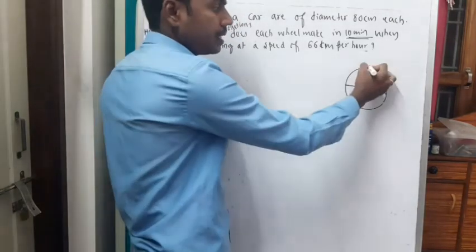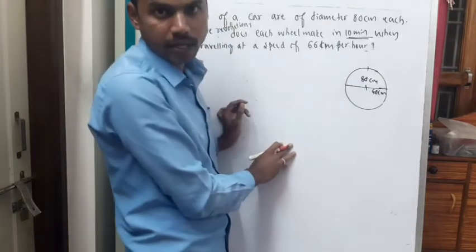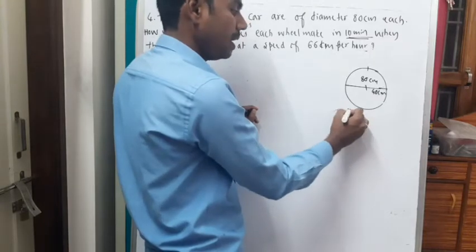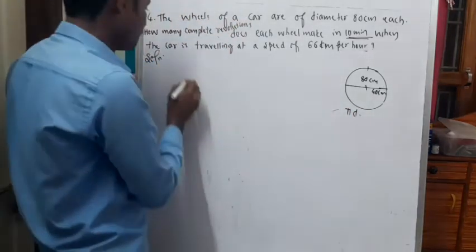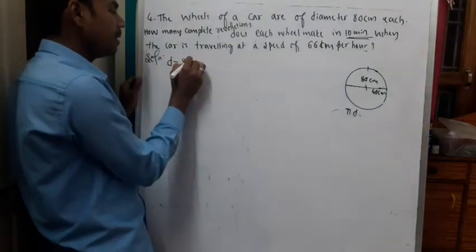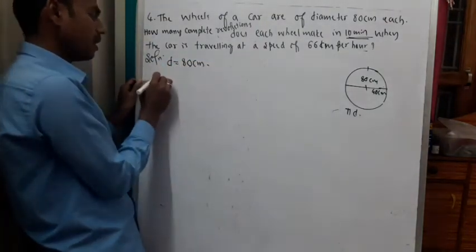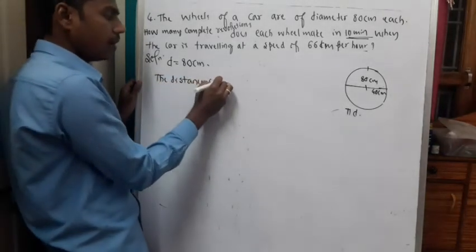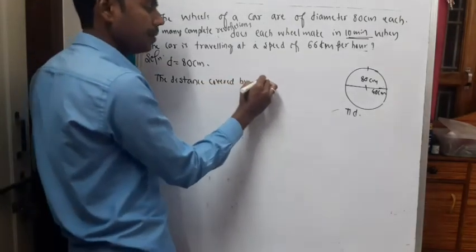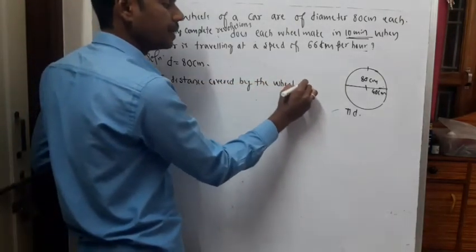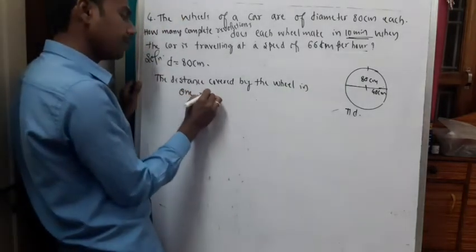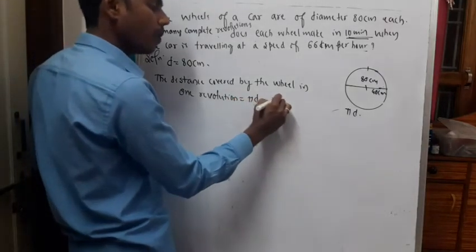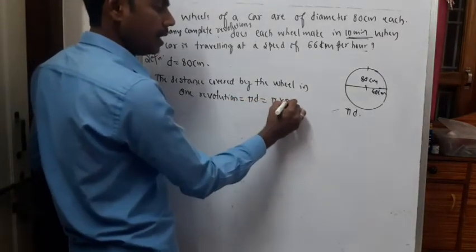See, so the distance covered by the car in one revolution will be equal to the circumference of the wheel. What is the formula to find the circumference of the wheel? That is pi d or else 2 pi r. So now what is d? D is 80 centimeter. So now the distance covered by the wheel in one revolution is equal to what? Pi d, which is equal to pi into 80.